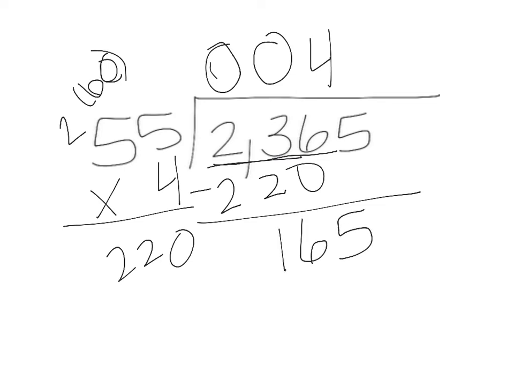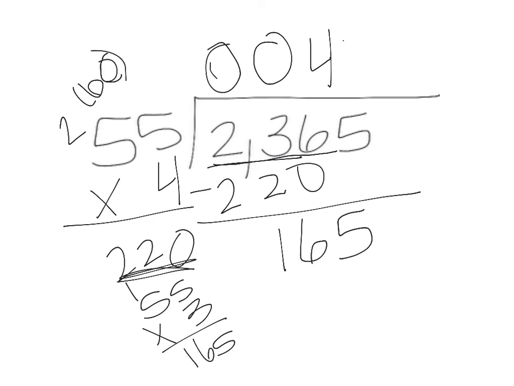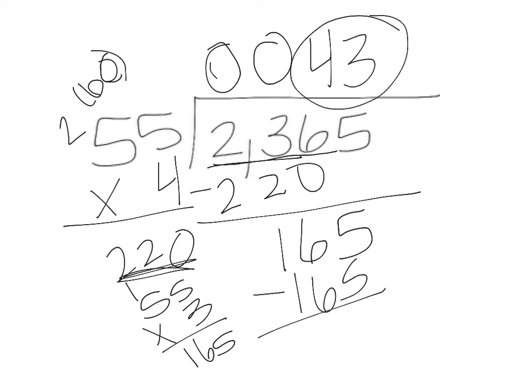Okay, I have 165. So again, I have 60, and close to 165 is 180, or I can look at it 50 and 150. So I know that it has to be less than 4, because I already did that one, and 165 is less than 4. So I'm going to try 3. So I have 5 times 3 is 15, 5 times 3 is 165. So my answer is 43.